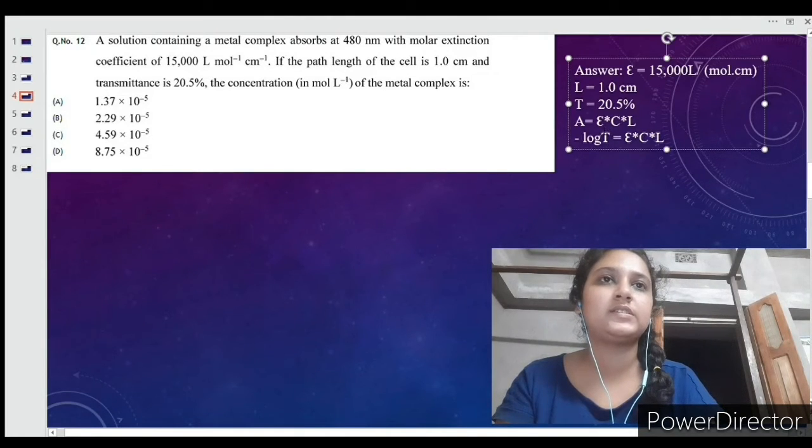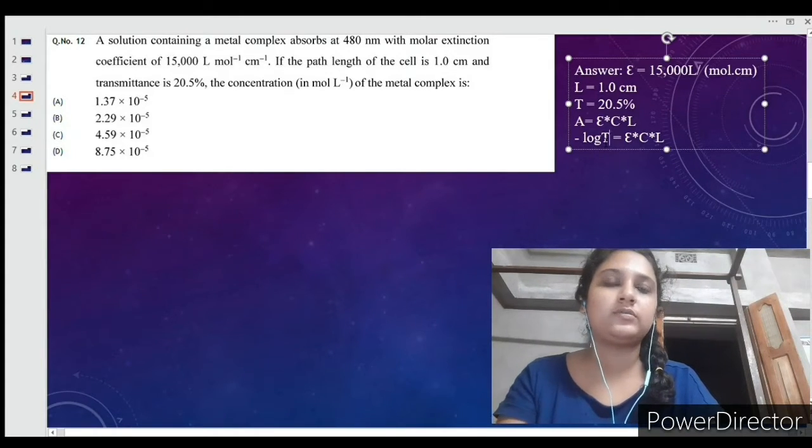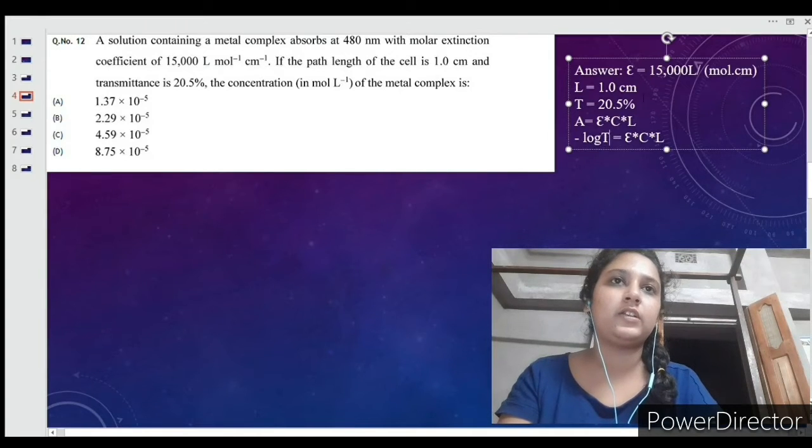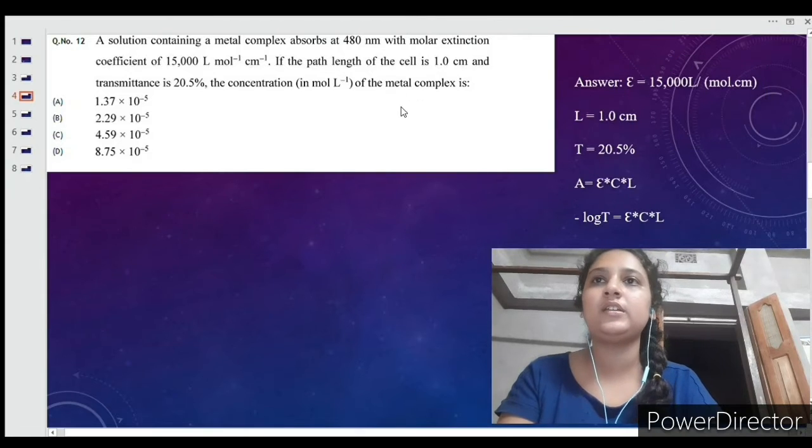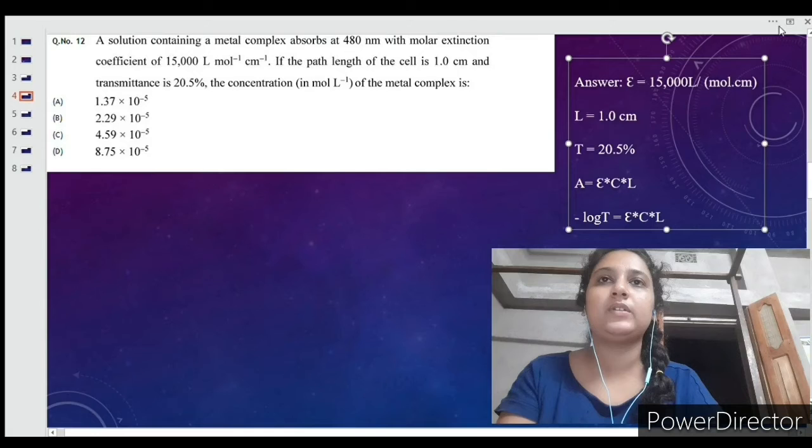And one thing is that the T given here is in percentage. But when you put T in this equation, you have to put it not as a percentage, but as the value of T, that is 0.205. So after putting this value and doing the calculation, you can get the concentration of the metal complex.